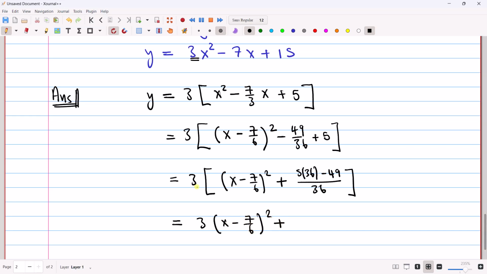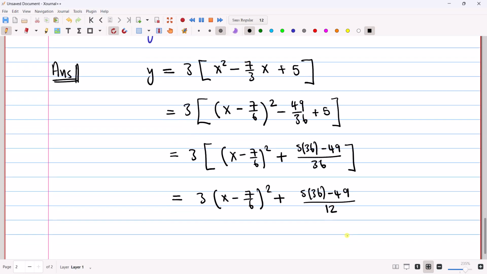Then on this side, you can take 3 and multiply this number. If you take 3 and multiply this number, it's just going to divide into the bottom. So finally we'll just have 5 by 36 minus 49 over 3 into 6. So we see that this reduces to 12. You see. Now that we have that, our turning point can easily be spotted.